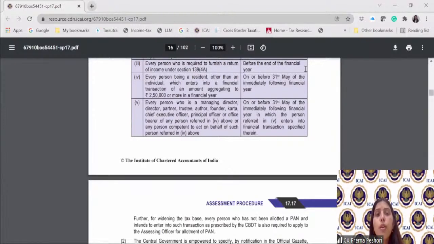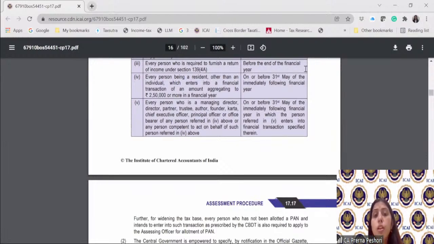So if you do not quote your PAN or if you give a wrong PAN, then 10,000 is going to be the penalty for that. Right? That is under 272B. So you are required to give a correct PAN and you are required to comply with the provisions of 139A. If you fail to do that, then there is going to be penalty of 10,000.